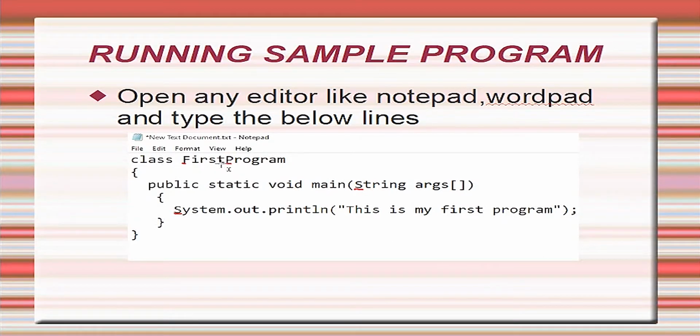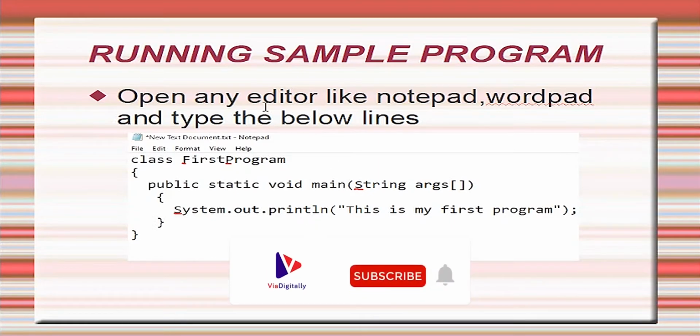So here class name, public, static, void main, String, args. In String, S is a capital letter. System dot out dot println, S is a capital letter here. And whatever the code we have written in the inverted commas will be printed on the console. System.out.println statement is nothing but a printf statement in C language. The same here.